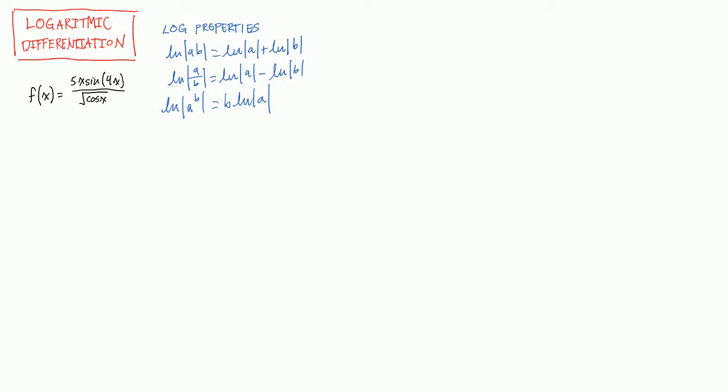And the reason we use the natural log in this case is because if we have the natural log of x, then the derivative of that is going to be 1 over x, which is nice and pretty for us. These log properties, of course, work for any base, but for logarithmic differentiation we stick to the natural logs. So the first thing we want to do in this problem is take the natural log of both sides so that we can simplify it using the log properties.